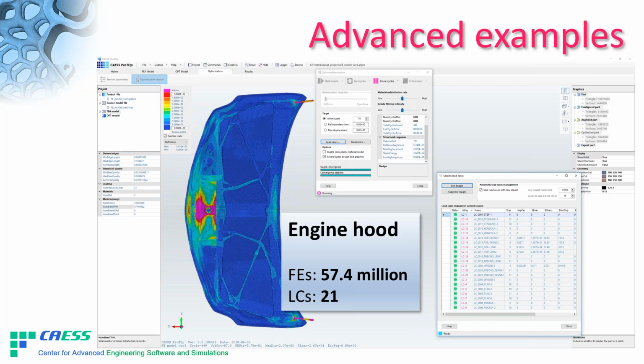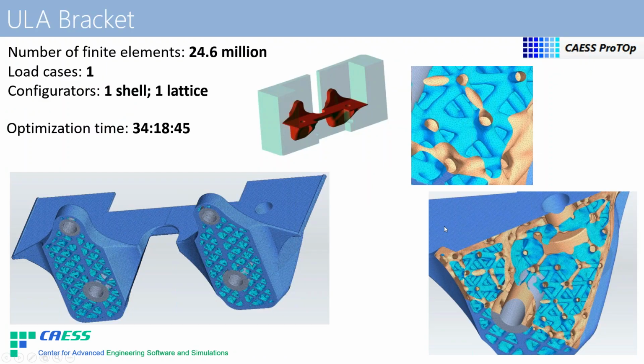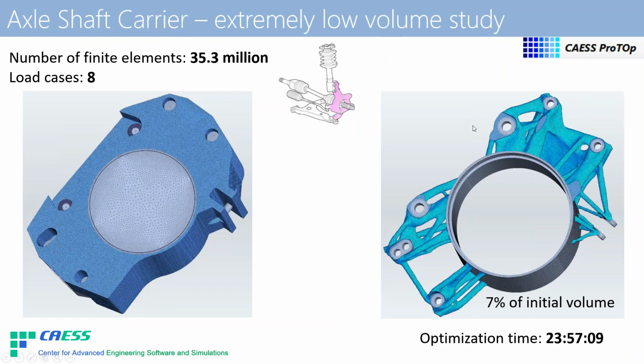ULA bracket is another one. Here it was allowed to design a part that will be 3D printed, so a lattice structure was allowed, and the part could nicely be optimized with one shell and one lattice configurator, and the model also contained about 25 million finite elements. So this axle shaft carrier is also a nice example. This is an extremely low volume study, so we wanted to see what comes out if we go down to 7% of the initial volume.